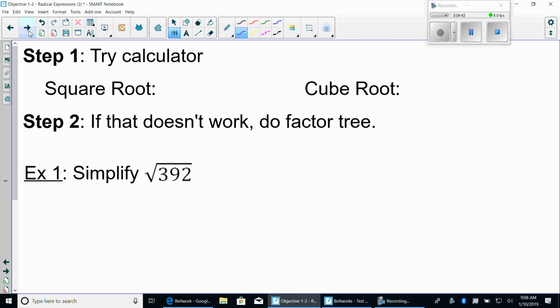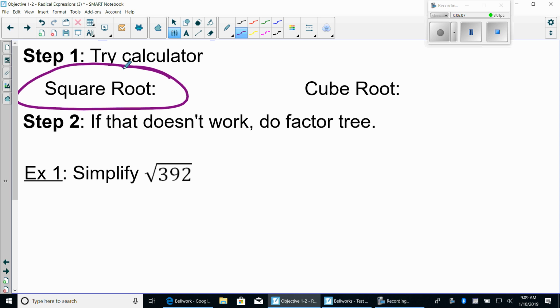All right. So let's actually get into simplifying the radicals. Okay? I want to simplify the square root of 392. The first thing I want you to do is, in your calculator, check to see if it's a perfect square root. Do you know how to put in a square root in your calculator? Second, x squared.